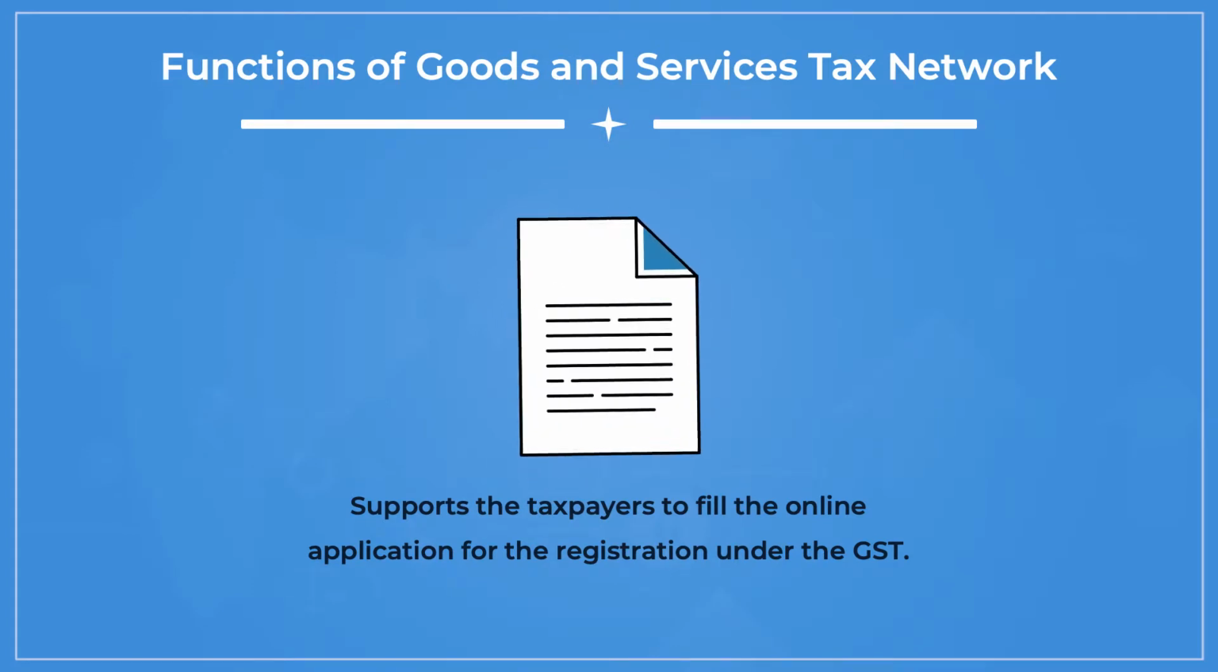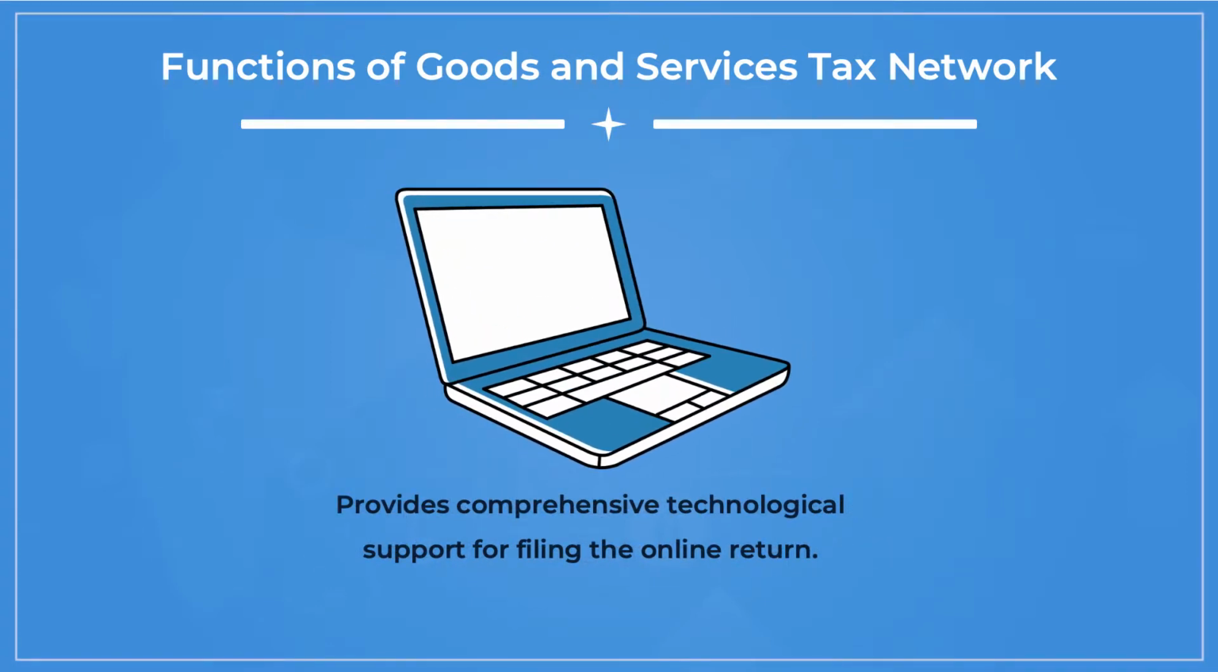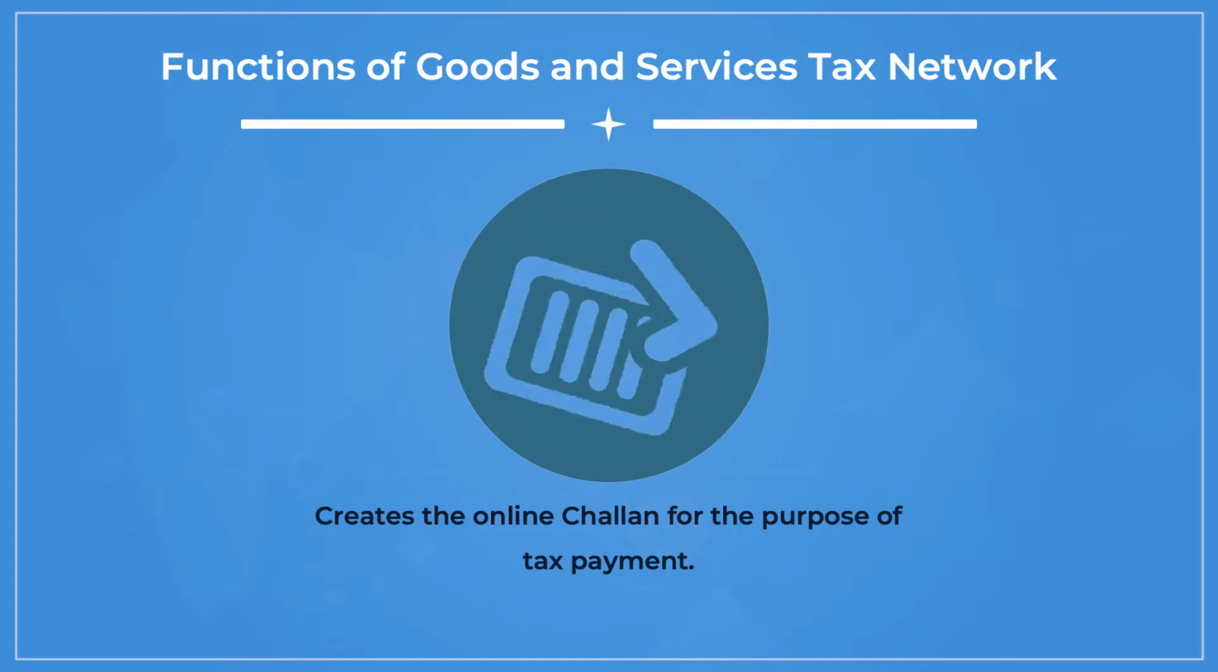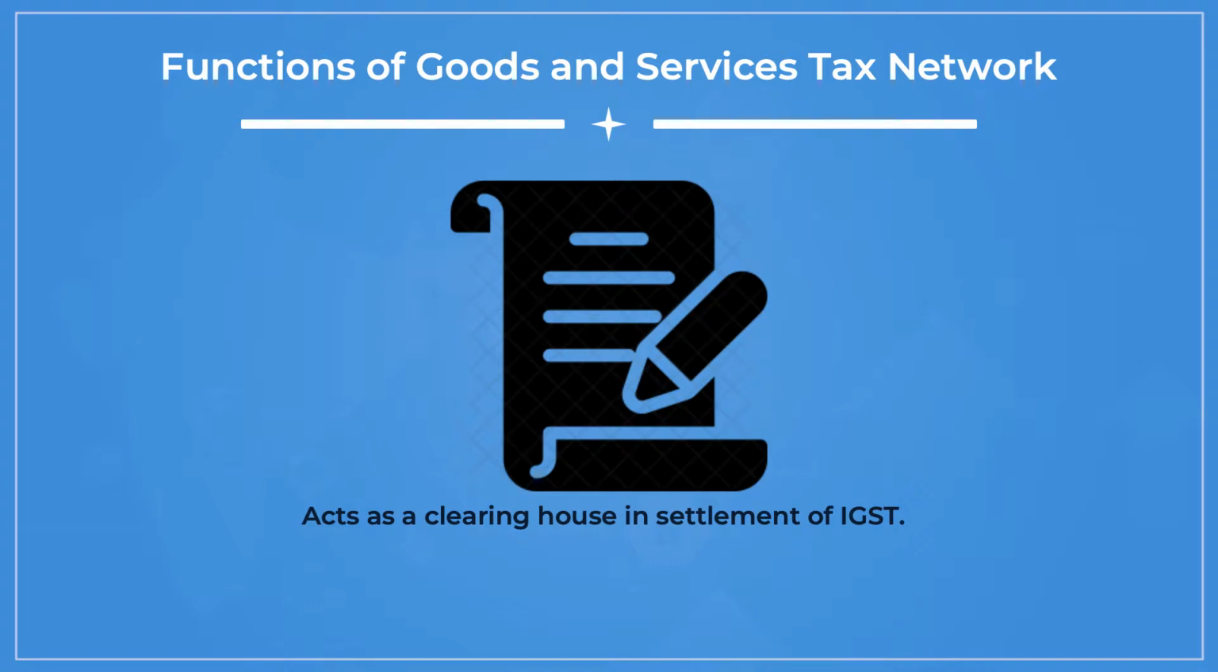Let us see the functions of Goods and Services Tax Network. Following are the important functions performed by the GSTN through strong technological support to the GST system in the country. Number 1, it supports the taxpayers to fill the online application for registration under GST. Number 2, it provides comprehensive technological support for filing the online return. Number 3, it creates the online challan for the purpose of tax payment. Number 4, it acts as a clearing house in the settlement of IGST.